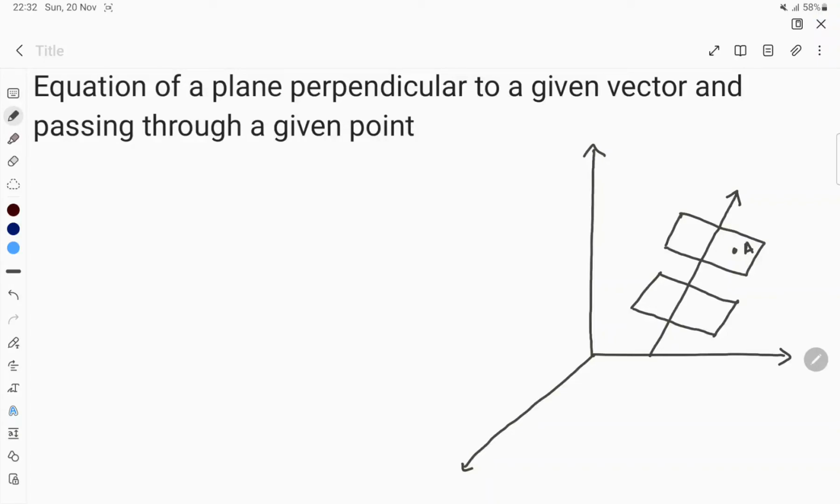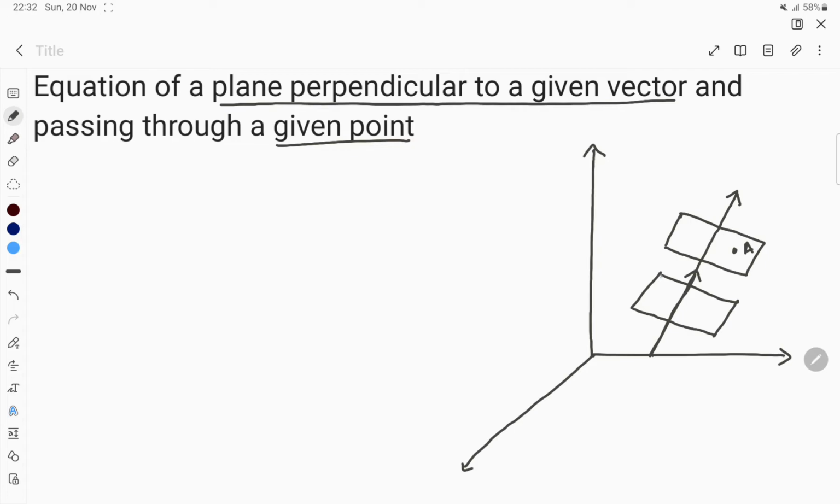Hello students, here we will find the equation of a plane perpendicular to a given vector and passing through a given point. So here we have to calculate the equation of the plane. This plane is perpendicular to the given vector. Observe here I have shown one arrow. This indicates a vector, a directed line that starts from here, moves in this direction and passes through a given point.